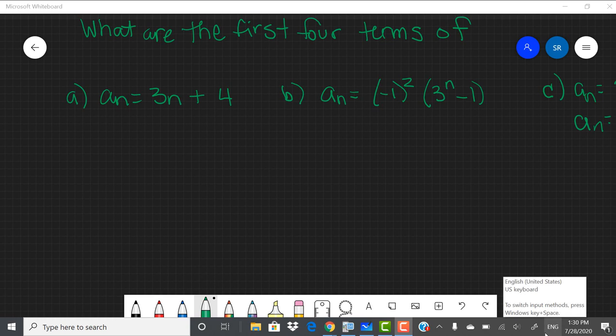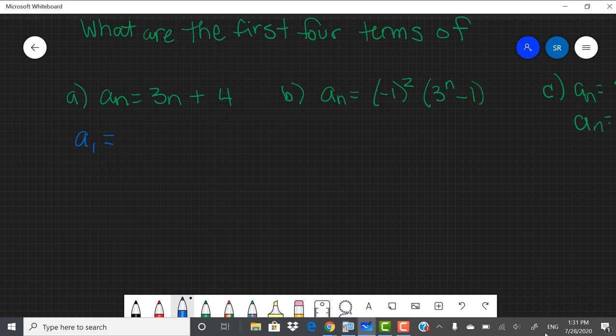Okay, in this video, we're going to figure out what the first four terms of these different equations are. So the first one we're going to start with is a sub n equals 3n plus 4. To find the first term, we usually write the first term as a sub 1. All I need to do is substitute the number 1 in place of the n. So then we just do the math on it.